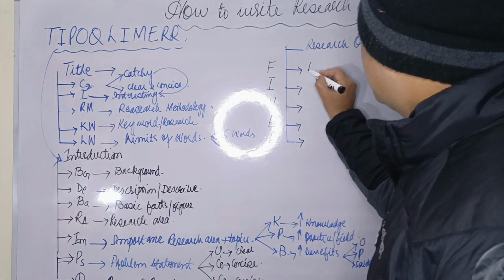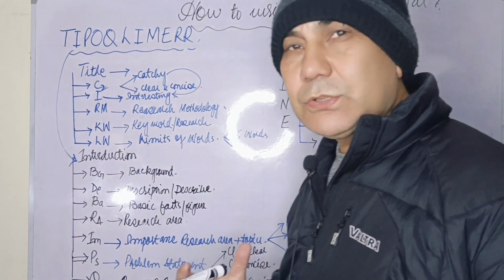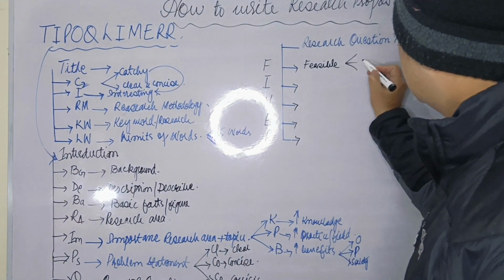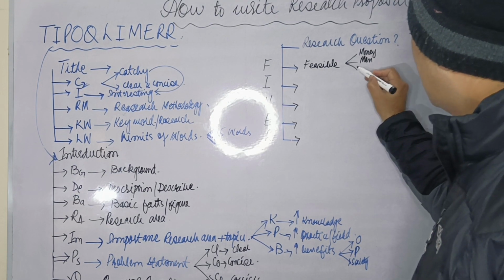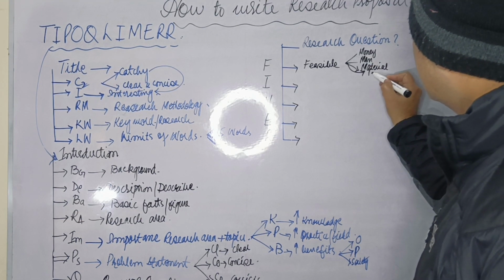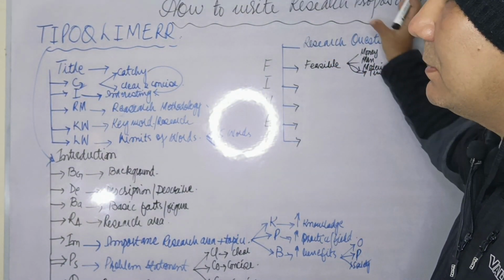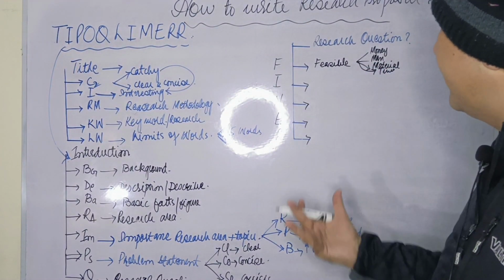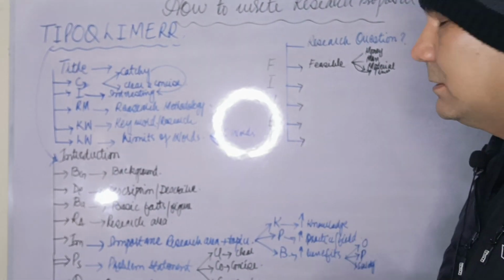Now what is the F? It should be feasible. Your research question, your research project, should be feasible in terms of money, means, and material, and also according to time. The research question which you are going to conduct in the research proposal or research project should be feasible according to your resources of time, money, and material.